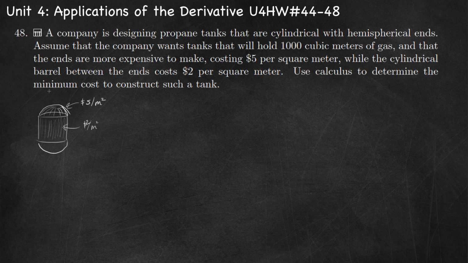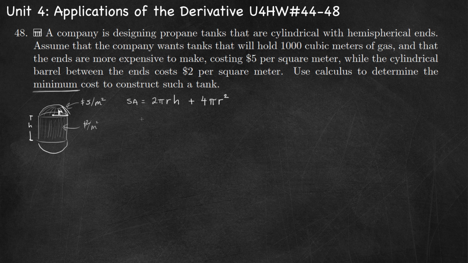We're trying to minimize cost, so we need a cost equation, and the cost is determined by the surface area. So let's figure out what the surface area of this thing is. The lateral surface area for the cylindrical part in the middle is going to be 2 pi r h, if r is the radius of the cylinder and h is the height of the cylinder, plus the surface area of the two hemispheres. If we put the two hemispheres together, we get an entire sphere, and the surface area for a sphere is 4 pi r squared.